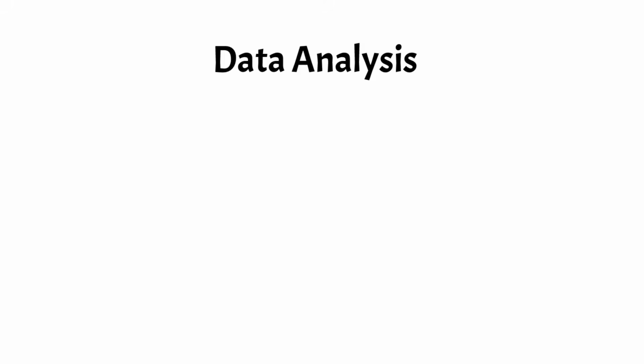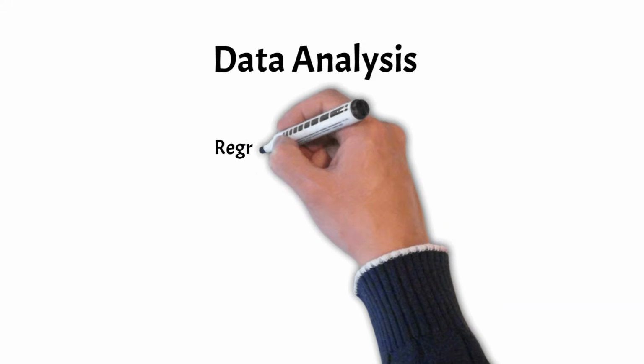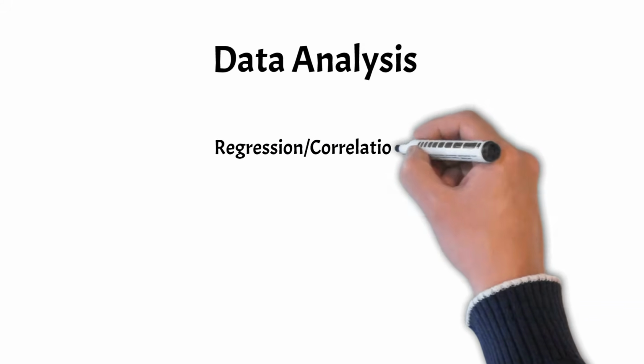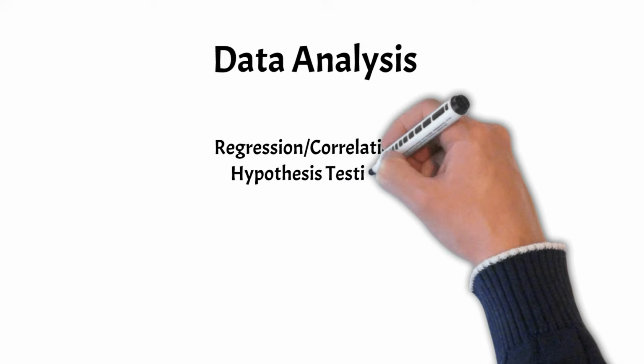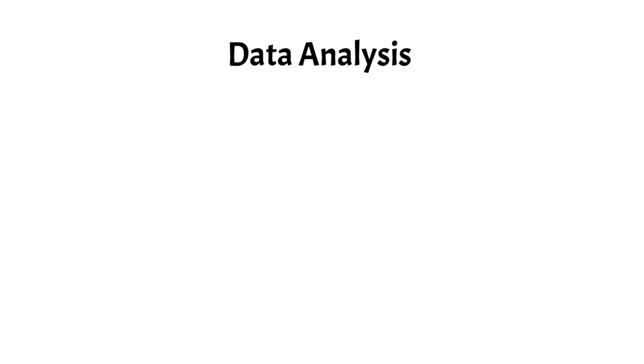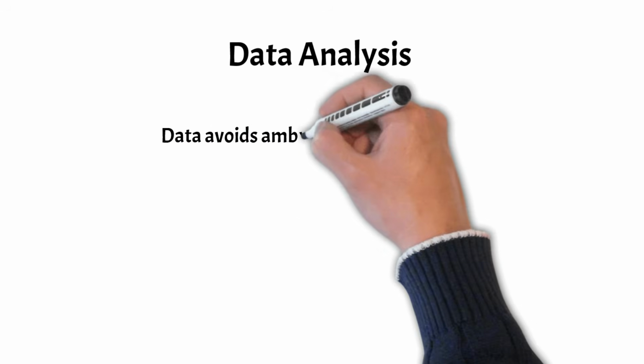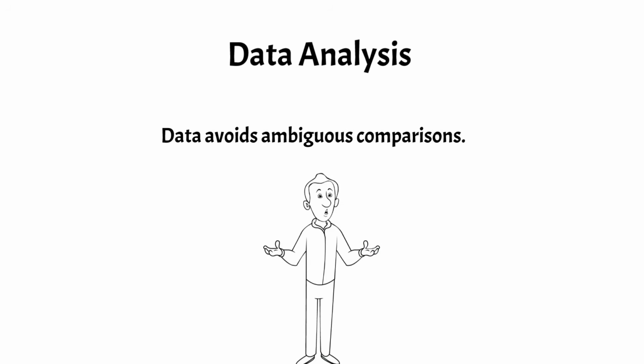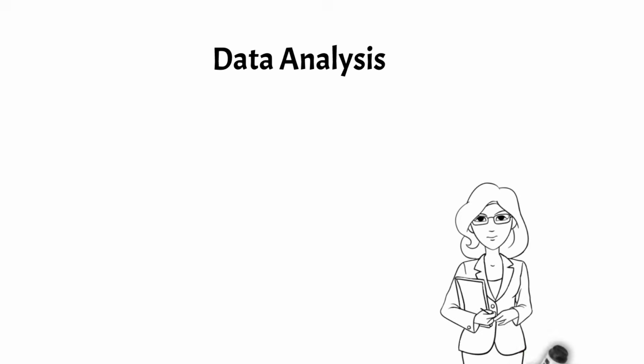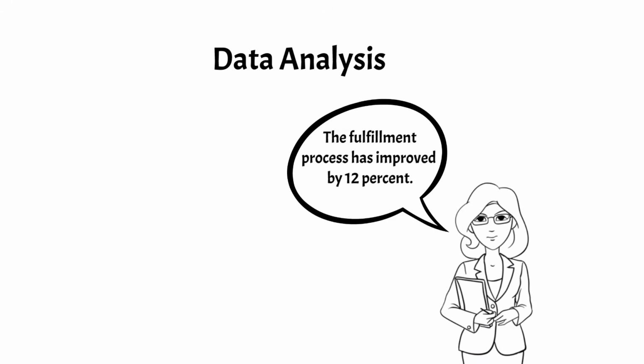We can also use more advanced statistical analysis, such as regression, correlation, or hypothesis testing, to learn more about the data. Data is also critical for comparing old and new ways. It avoids ambiguous comparisons, such as, the improvement process does seem to be working, or the fulfillment process is a bit faster. Indeed, when data is used, we can be more explicit. The fulfillment process has improved by 12%.